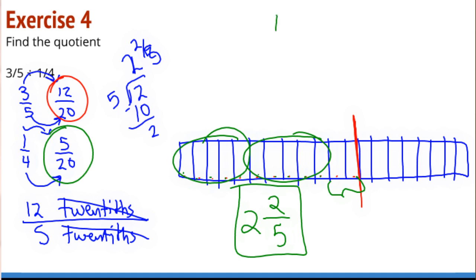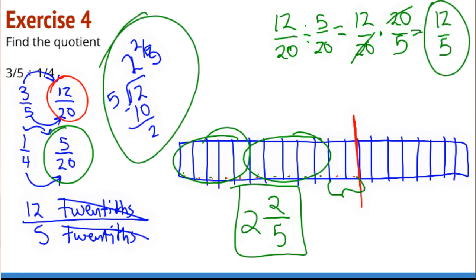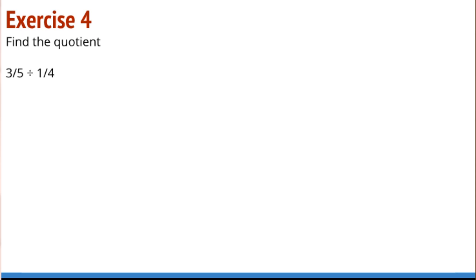All right, 12 20ths divided by 5 20ths. And we were doing this multiplication thing, 12 20ths. So that the 20s will cancel out, and we've got 12 divided by 5, which we had right over here, and we got 2 and 2/5. All right, taking a look then at exercise 5.